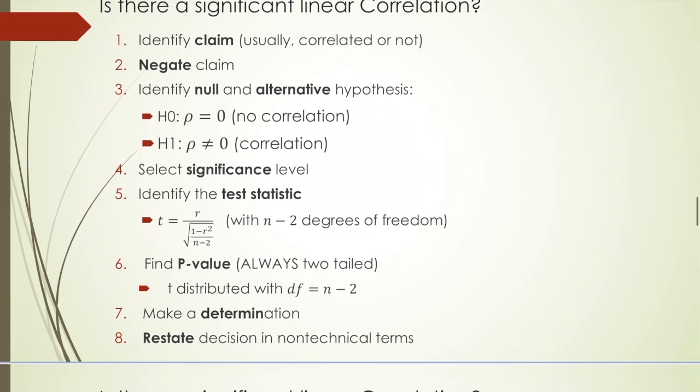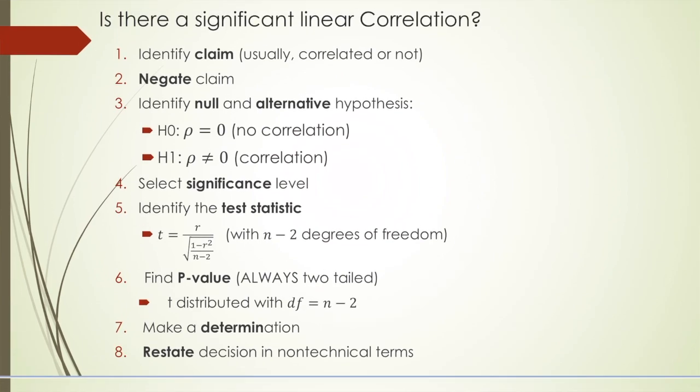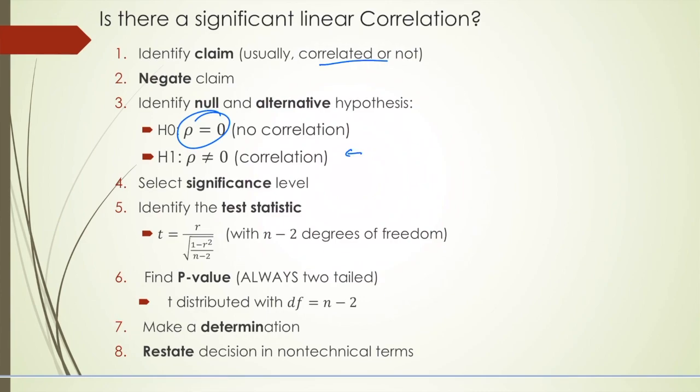So, is there a significant linear correlation? That's the question. First we write our claim, usually is it correlated or not. Then we negate the claim. Then we form the null and alternative hypotheses. The null hypothesis is always equality, no correlation: rho equals 0. The alternative is the opposite: rho does not equal 0. We're usually just going to stick with rho does not equal 0.